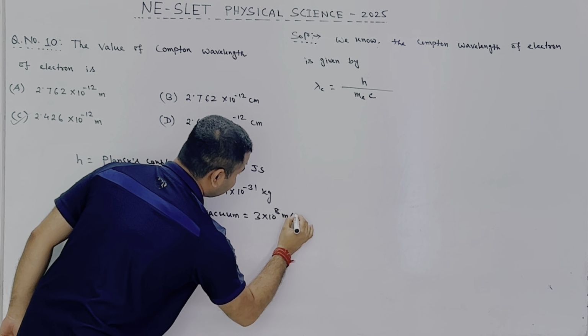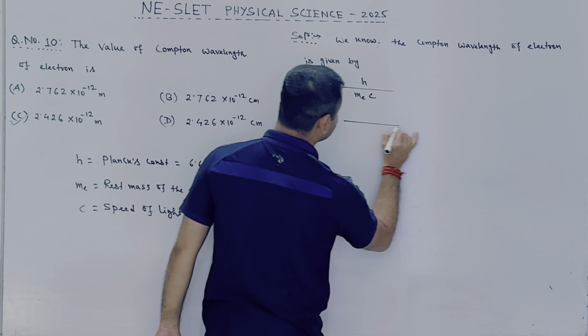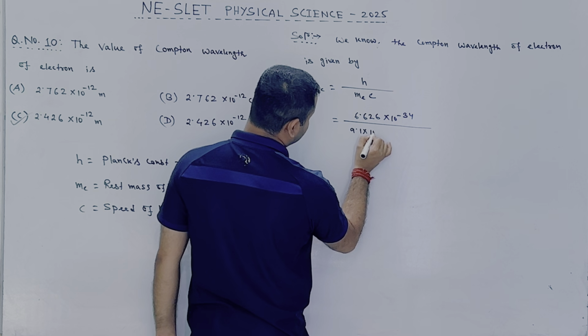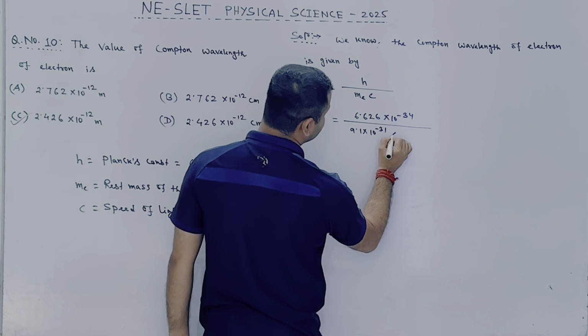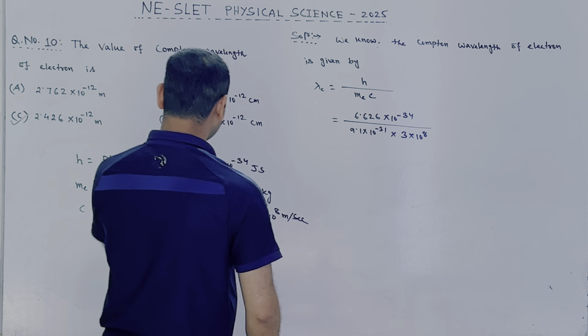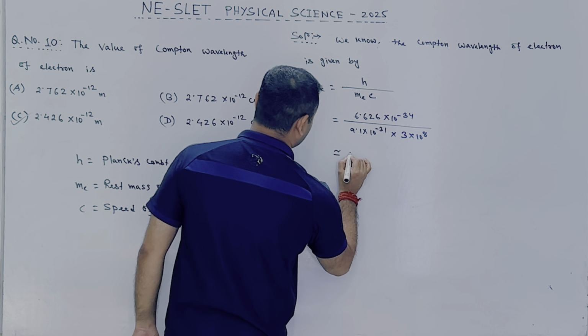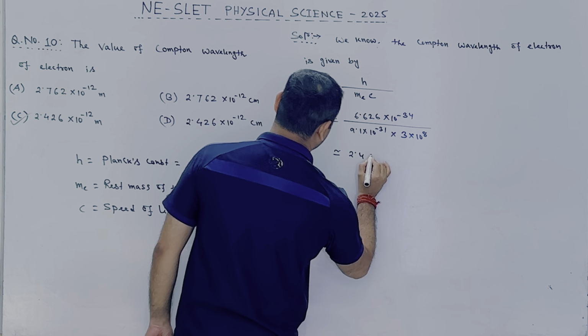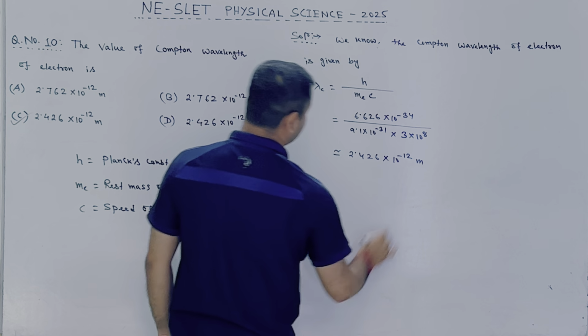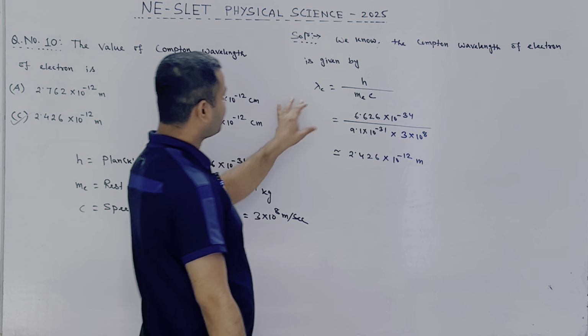Now let us substitute these values here. So we will get 6.626 into 10 to the power minus 34 divided by 9.1 into 10 to the power minus 31 into 3 into 10 to the power 8. So after simplification we will get 2.426 into 10 to the power minus 12 meter. So therefore the correct answer is option C.